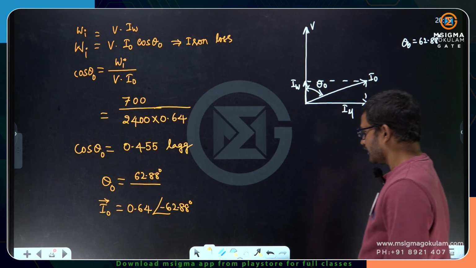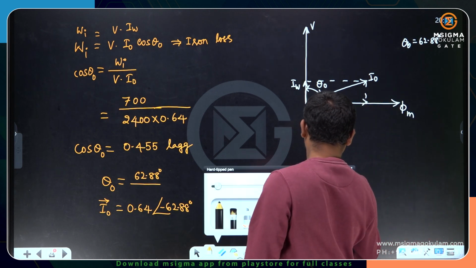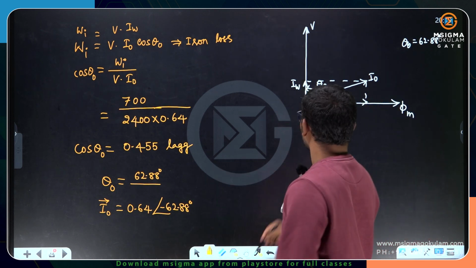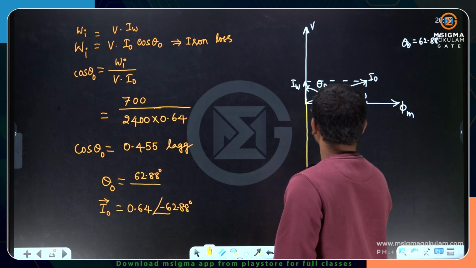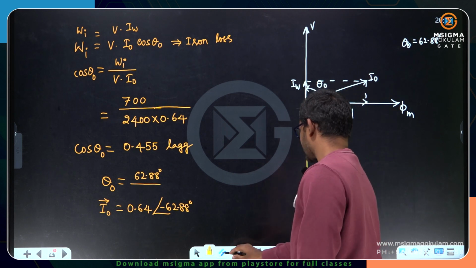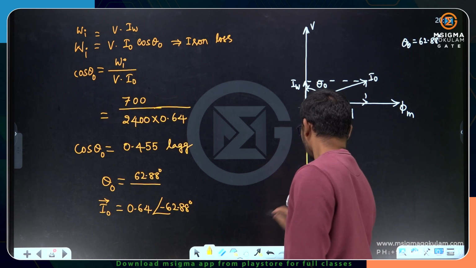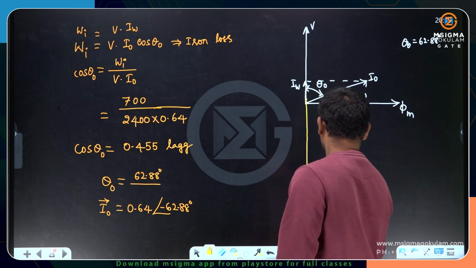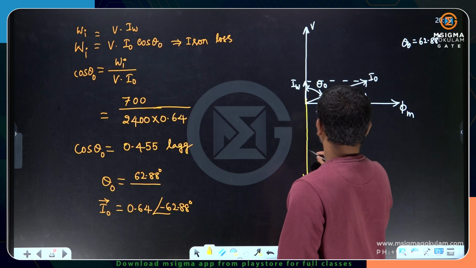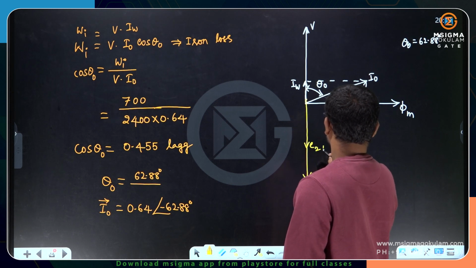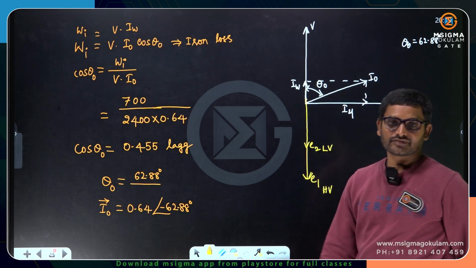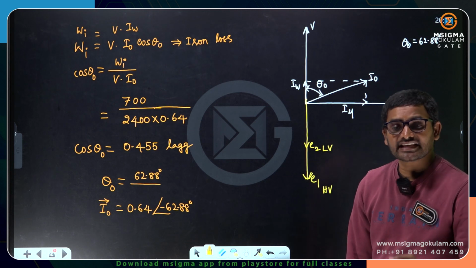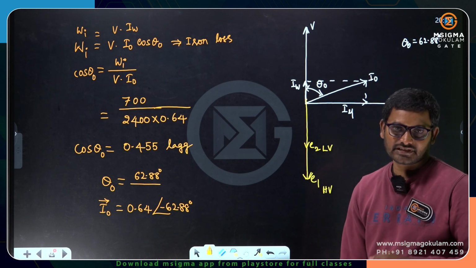Now we have got induced EMFs also. Let me take the high voltage side EMF as E1, and the low voltage side EMF as E2. Now these are the EMFs. So we are connecting a load on the secondary side. What is the load? Lagging load.